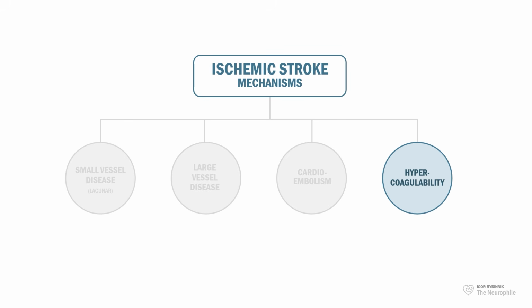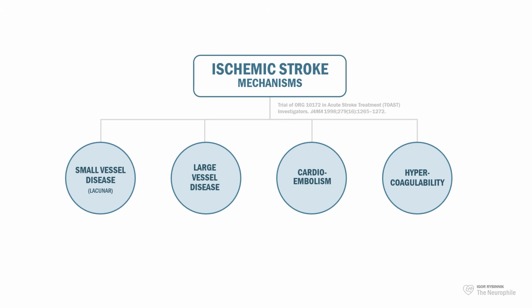Hypercoagulability may be genetic or acquired, such as in patients with malignancy. These are the so-called TOAST criteria. They were originally established for the TOAST trial back in 1998 when we were interested in treating acute ischemic stroke with anticoagulation. Those were simpler times. Anyway, I simplified the criteria and removed some of the rarer causes of stroke.